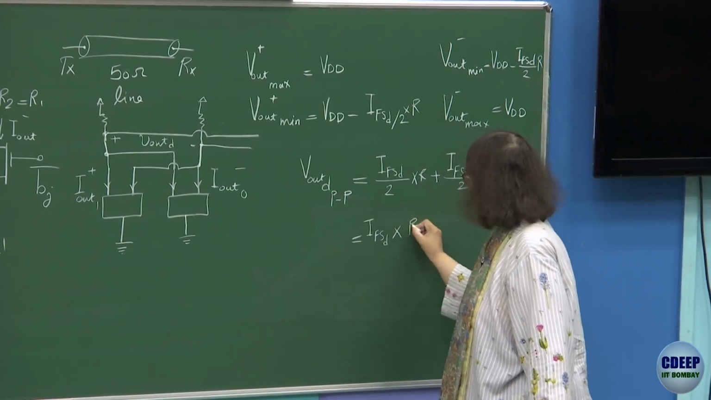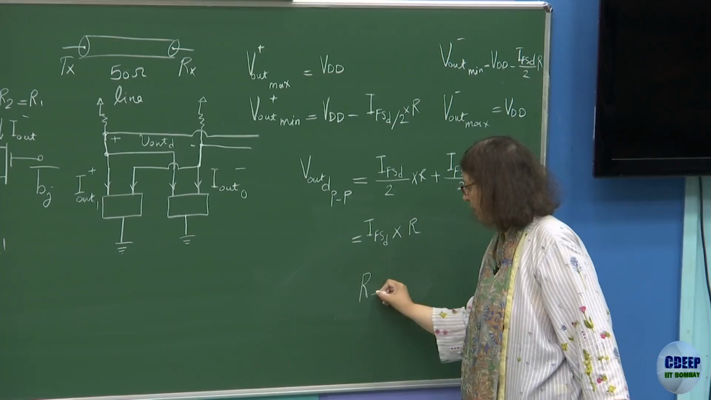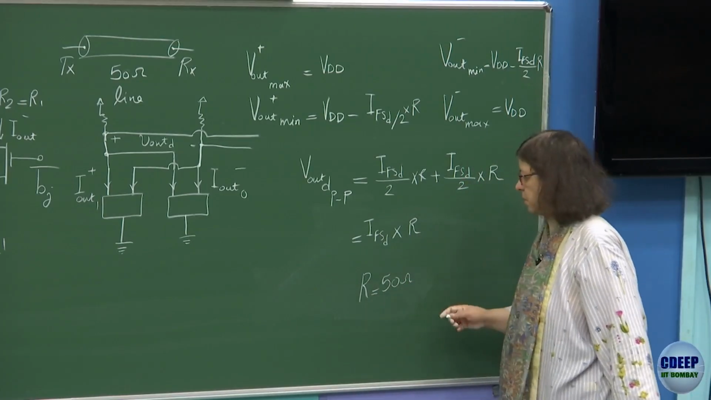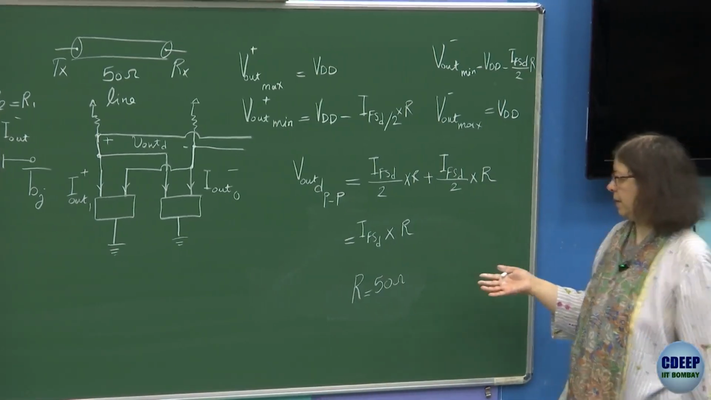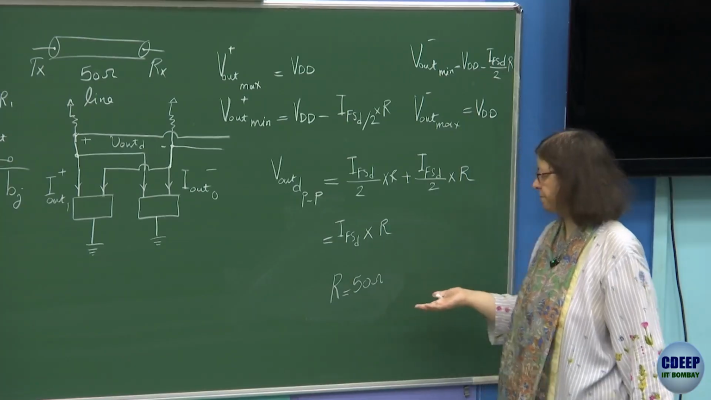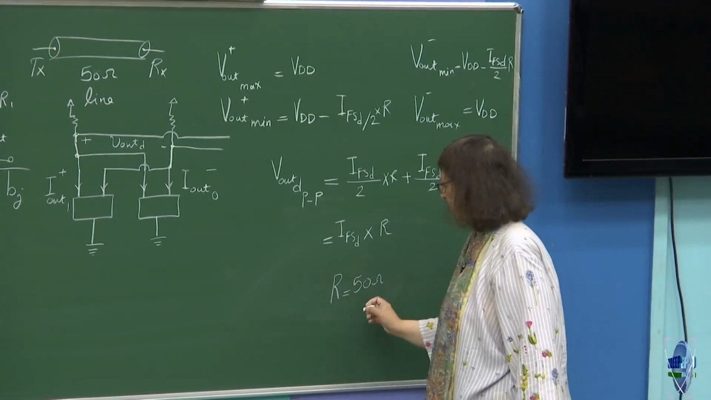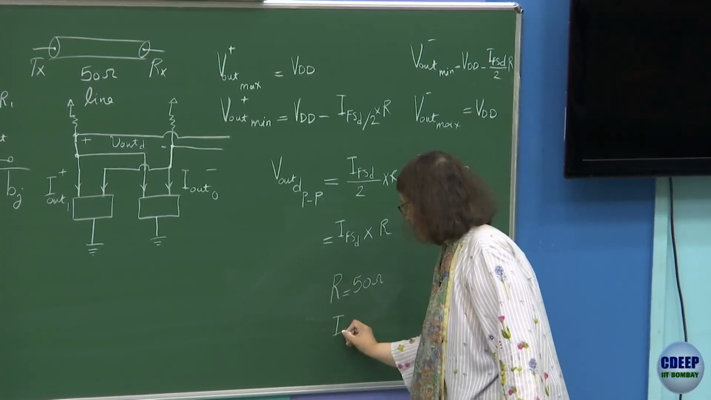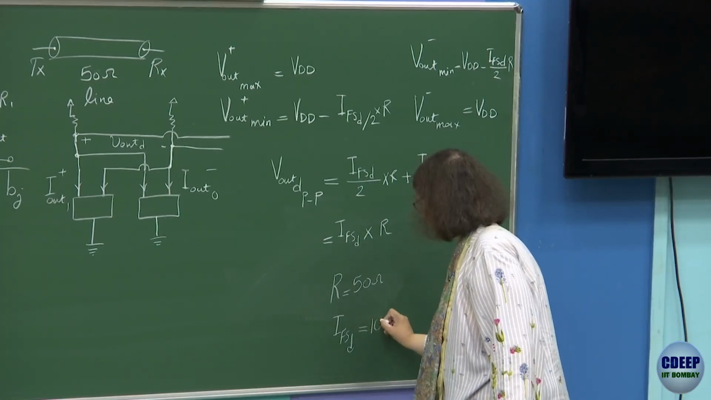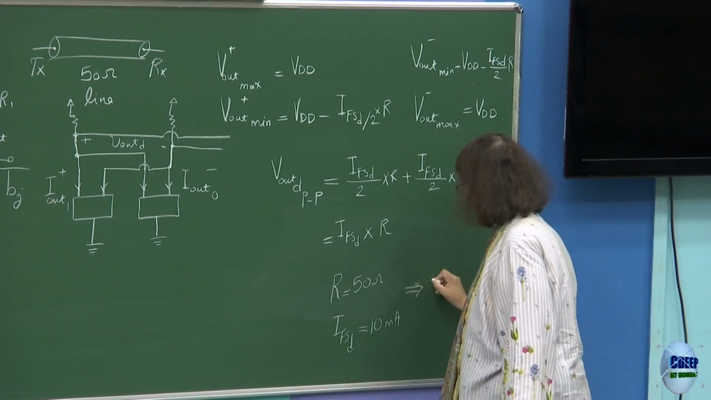multiplied by R. So now you see, if R is 50 ohm, suppose, and if I full scale is, say for example, 10 milliampere, then equivalently, 10 milliampere, it will give you 0.5 volt.